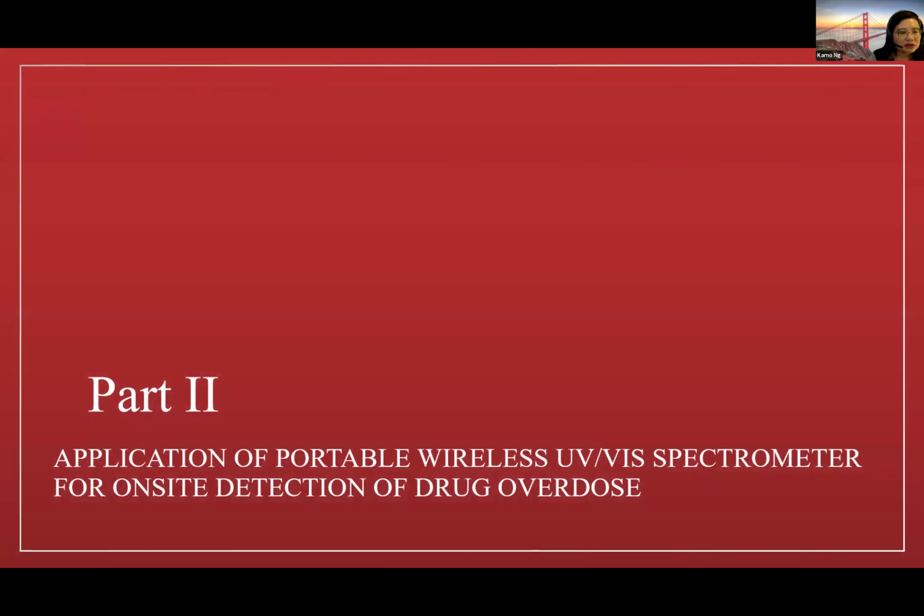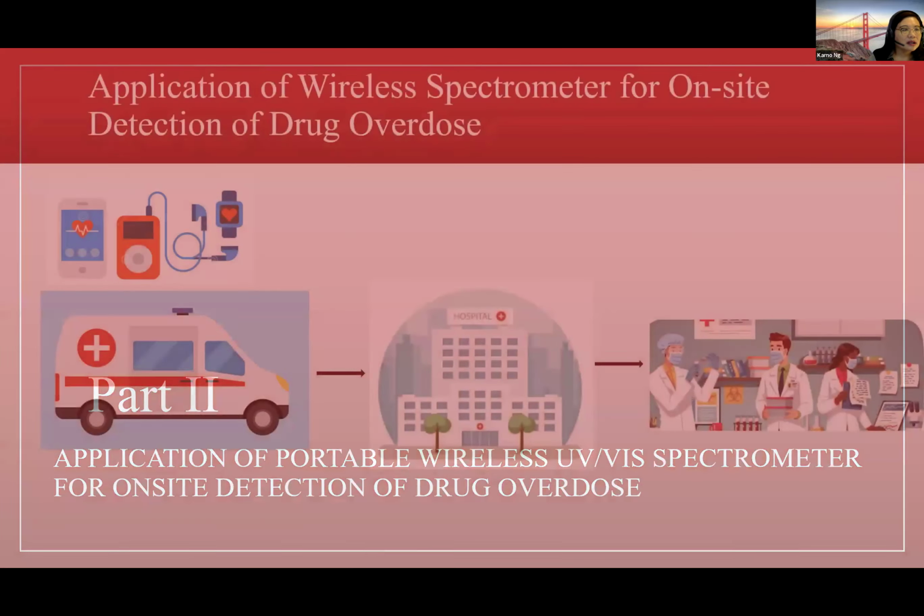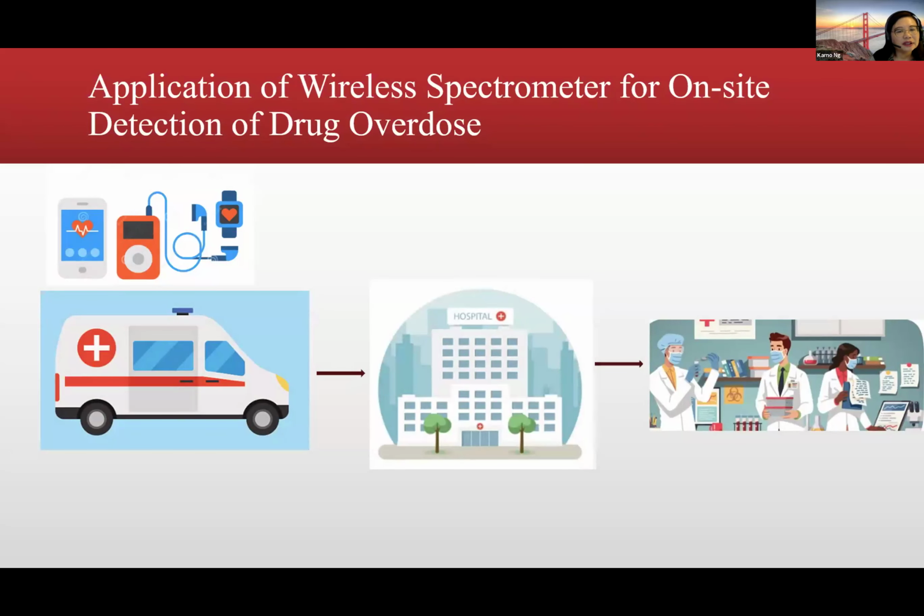Now we are ready to test if the portable device can be used for the detection of abused drugs. Most on-site detections just tell you whether the drug is present or not. It's a color test, like your pregnancy test or the COVID test. You put your sample in there, and with a color strip, it will tell you yes, presence or not presence.